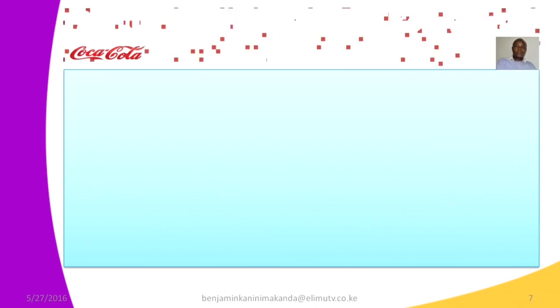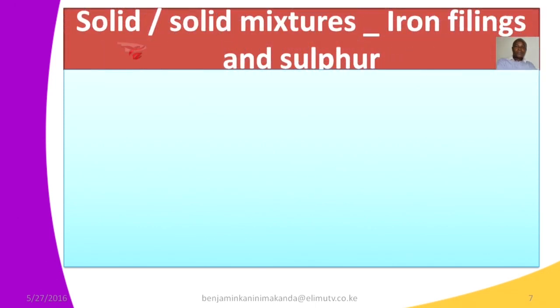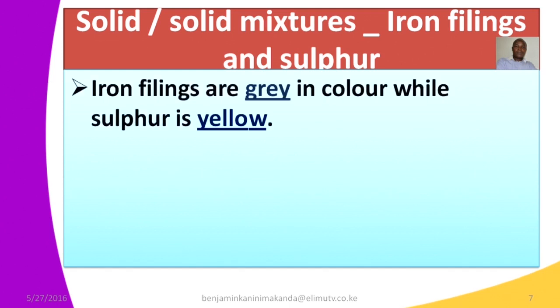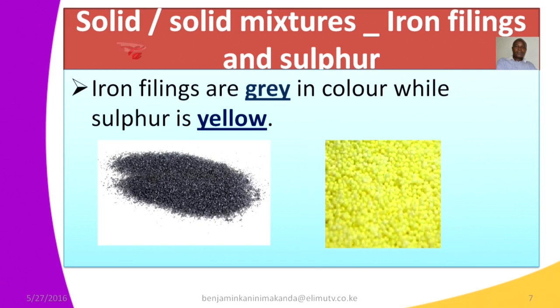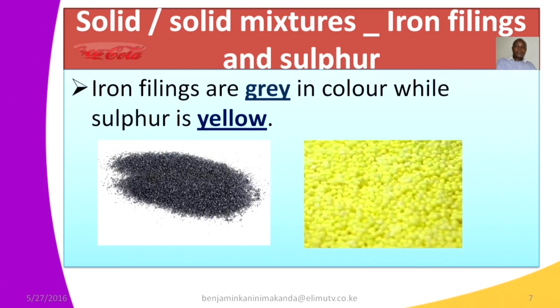So still on solid mixtures, we now focus our discussion on iron filings and sulfur. Now, iron filings are gray in color, while sulfur is yellow, so that when you mix them, you are able to distinguish between iron filings and sulfur. So this is an example of iron filings, and then we have sulfur there. To the left, we have iron filings that are gray, then we have sulfur. So these ones give us an example of solid mixtures.